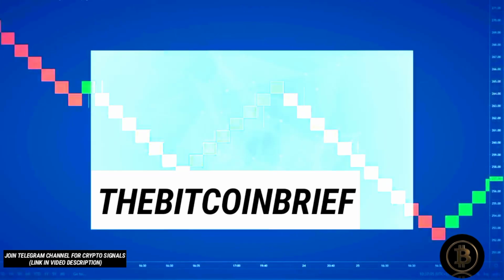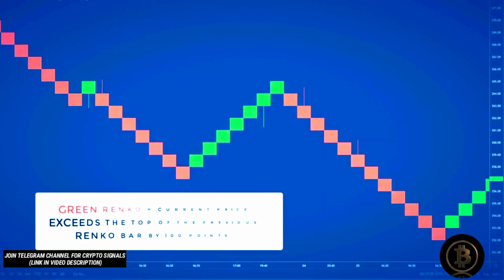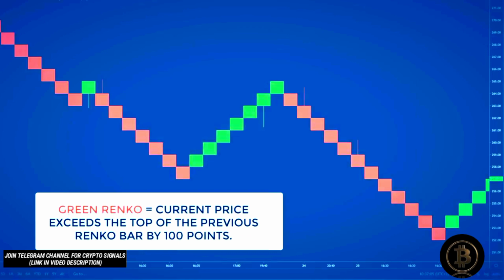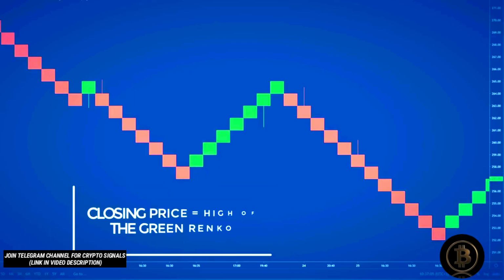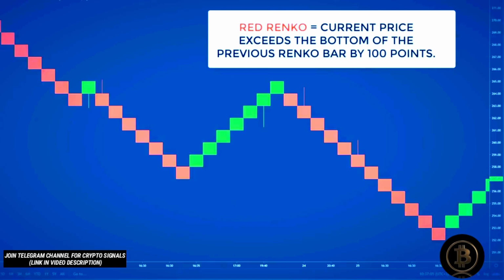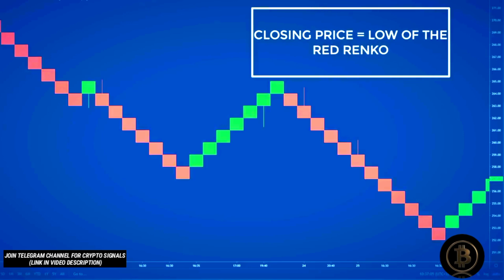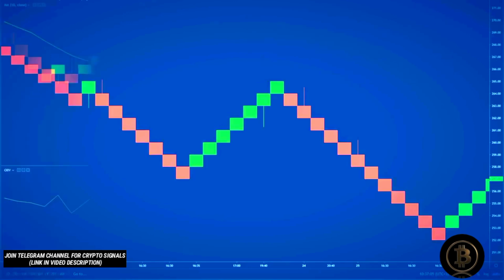Now enough with the theory, and let's dive right into a simple Renko strategy. For this setup, I use a 100 Renko brick. A new green Renko bar forms only after the current price exceeds the top of the previous Renko bar by 100 points. The closing price of a green Renko bar is also the high for the green Renko bar. A new red Renko bar forms only after the current price surpasses the bottom of the previous Renko bar by 100 points. The closing price of a red Renko bar is also the low for the red Renko bar.